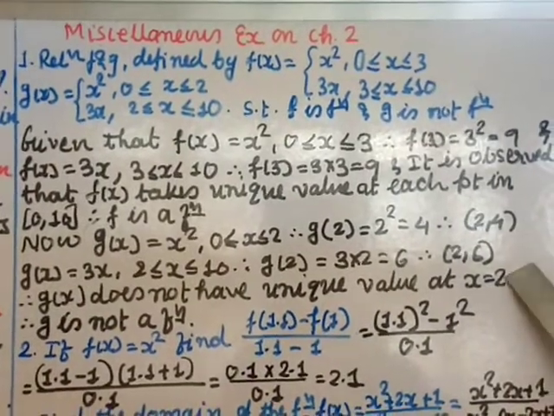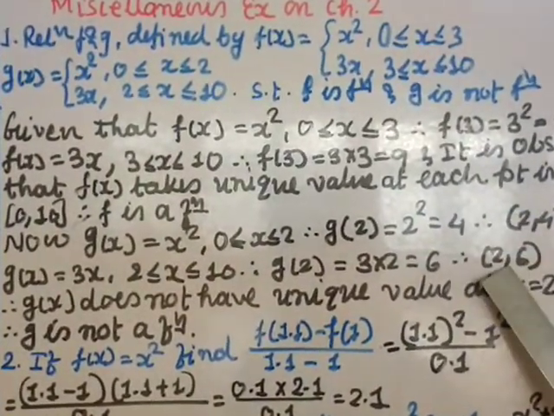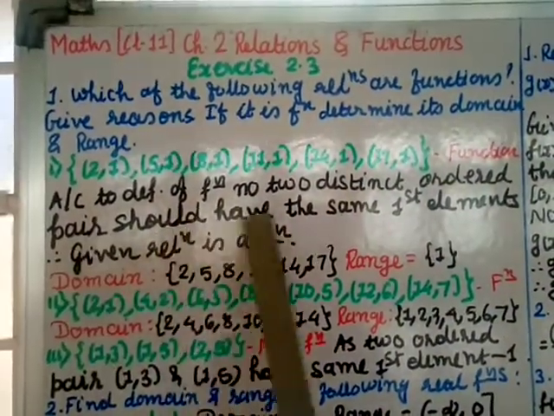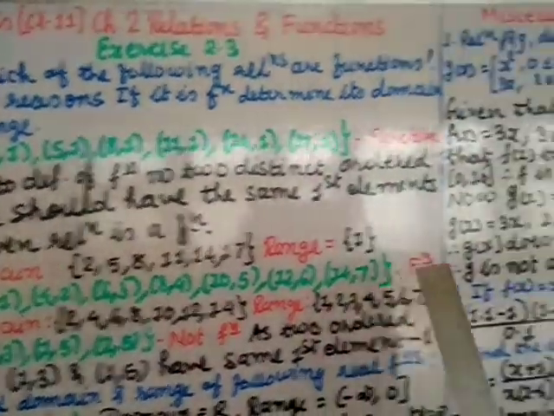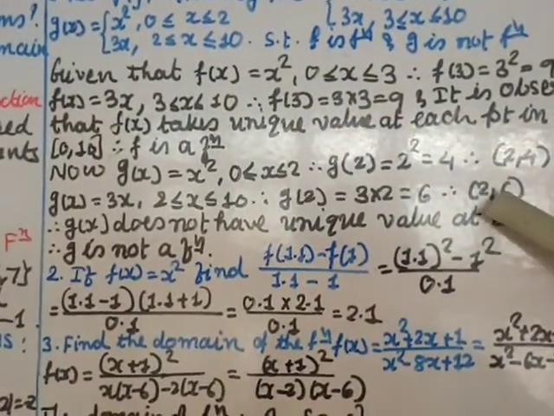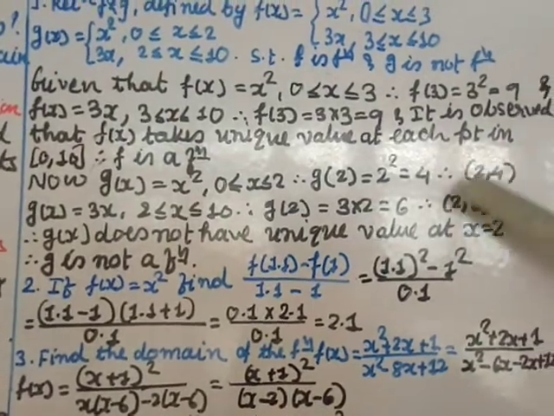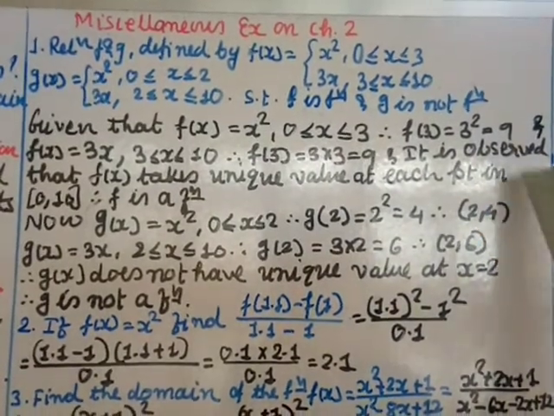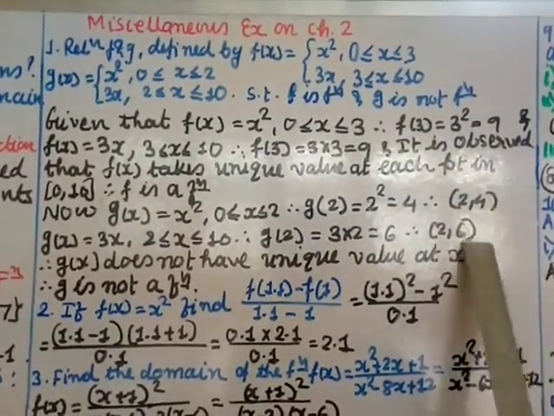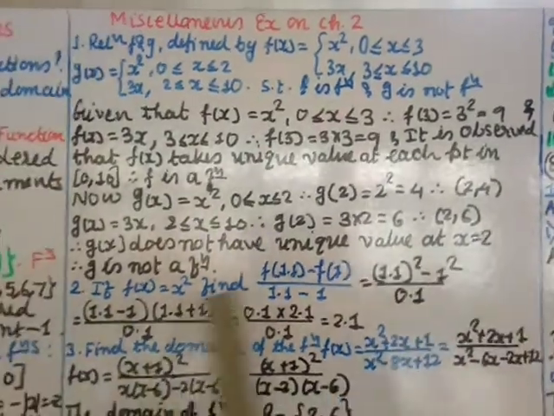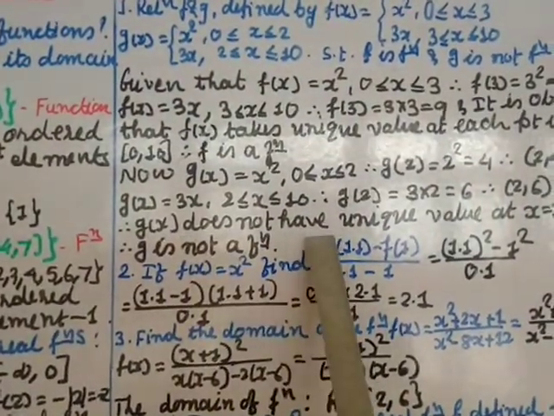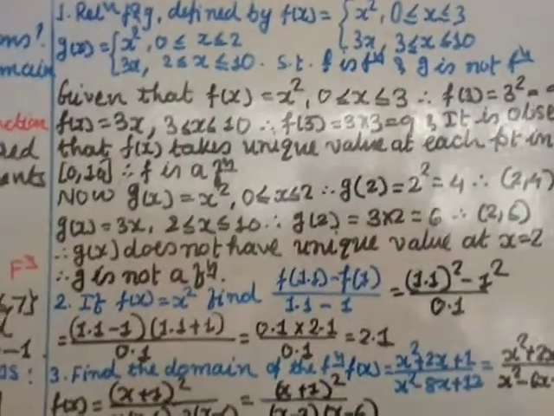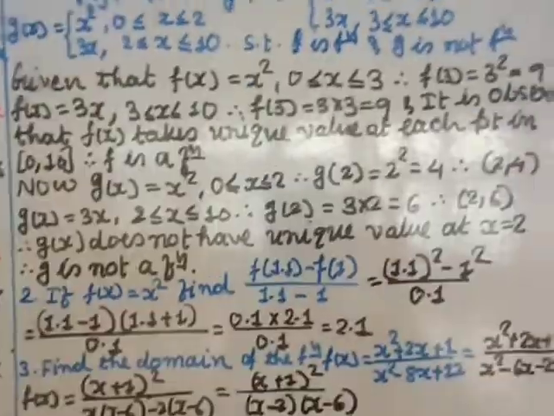See, the two ordered pairs have the same first element. According to the definition, what is that? No two distinct ordered pairs should have the same first element; then it is a function. But here we can see two ordered pairs which have a different second element but the same first element. So this is not a function. Here (3, 9) is the same, therefore this is a function. But here different ordered pairs are there. So we can say that g(x) does not have a unique value at x = 2. Therefore g is not a function. So that is the solution for question number 1.